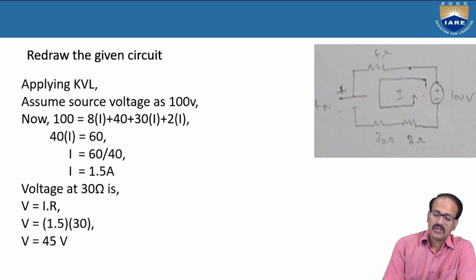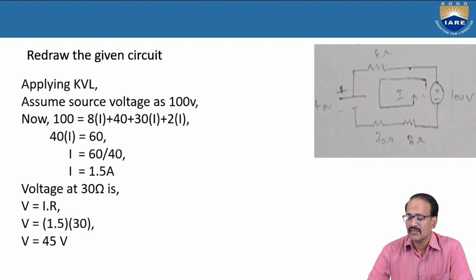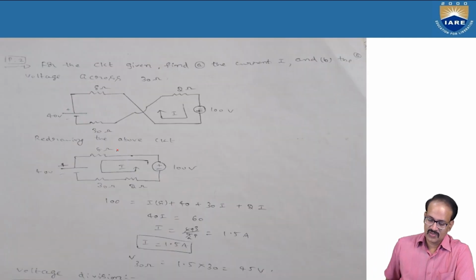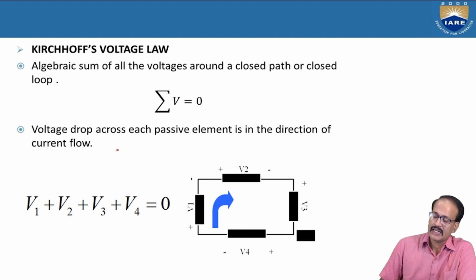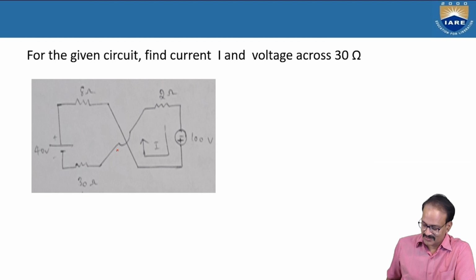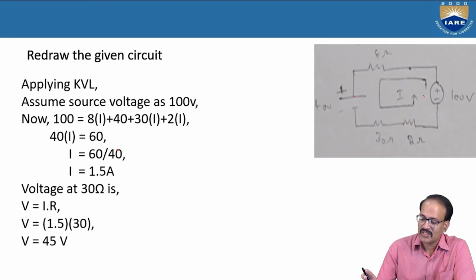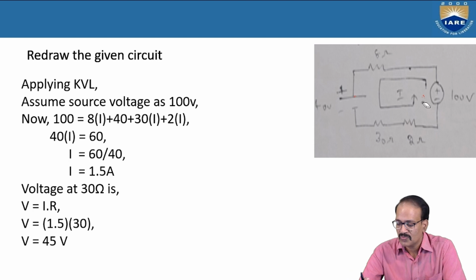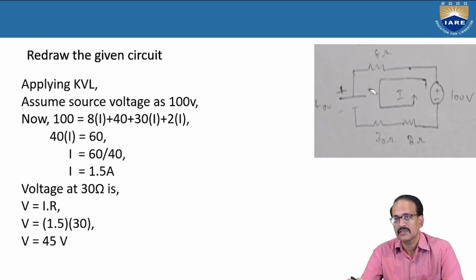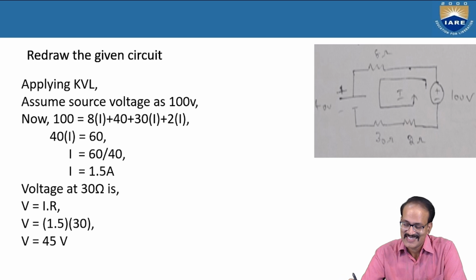So 100 volts is equal to, here he has given the resistances, but he has not given the voltages. If he had given the voltages directly, we would simply add and say that is equal to 0. Here that is not the case. He has given only resistances, but we have assumed the current here. This is a series circuit, so the current will be the same. We have assumed that current as I.